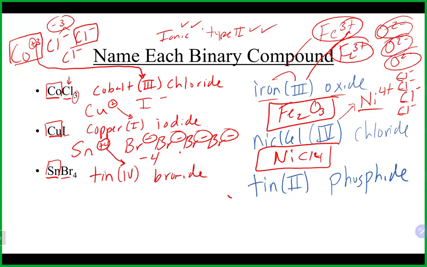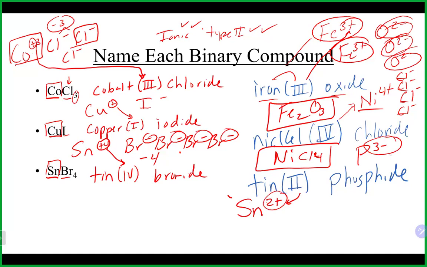Lastly, I have tin Roman numeral 2. So tin, which is Sn, is a +2 because of the Roman numeral. And phosphide is group number 5 on the periodic table, which means it has a -3 charge. Again, -3 and +2, common number there is going to be 6.